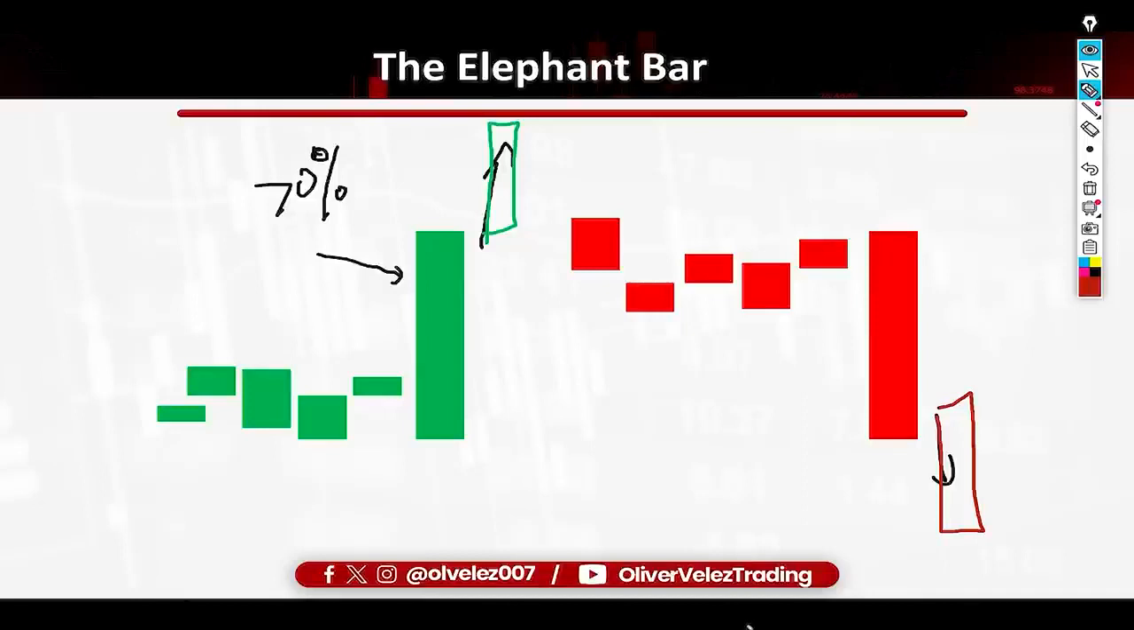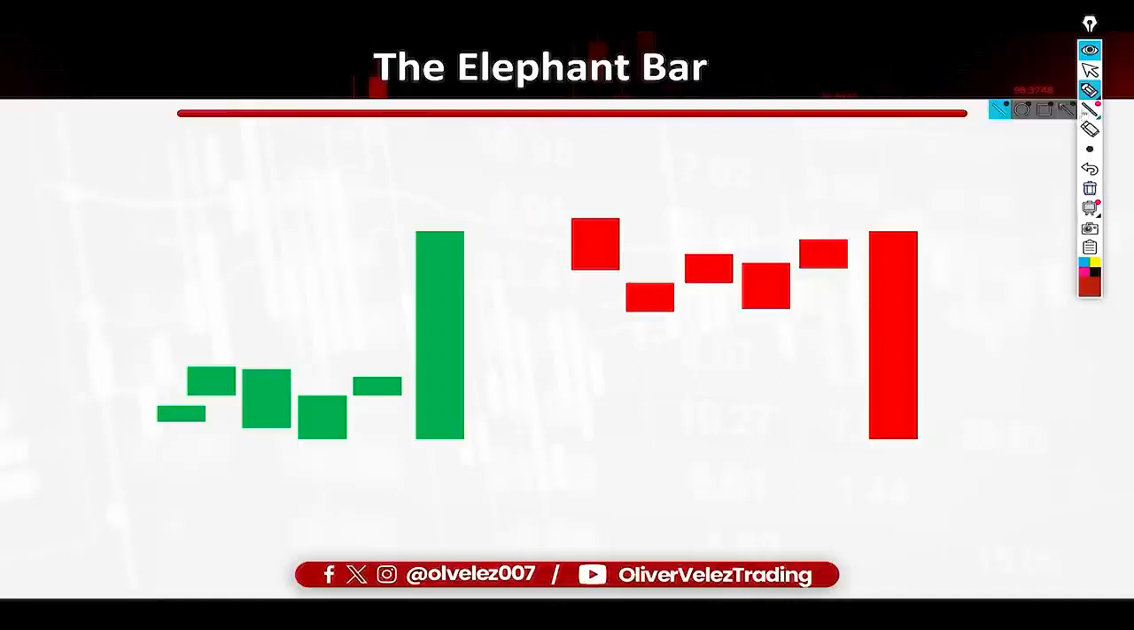Write that down, guys. Elephant bars have a 70% follow through rate. All right. There are many events that have a follow through rate of 20% or 40%. We don't want those. My magic number is 70% or higher. So I will never teach you something that has a follow through rate that is below 70%.